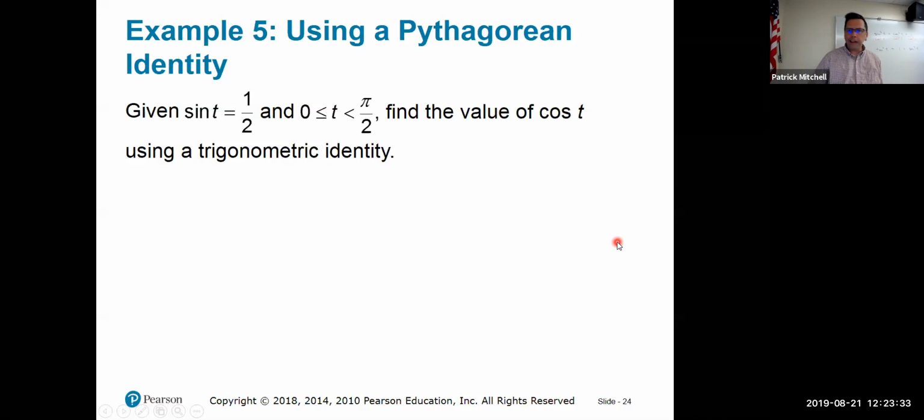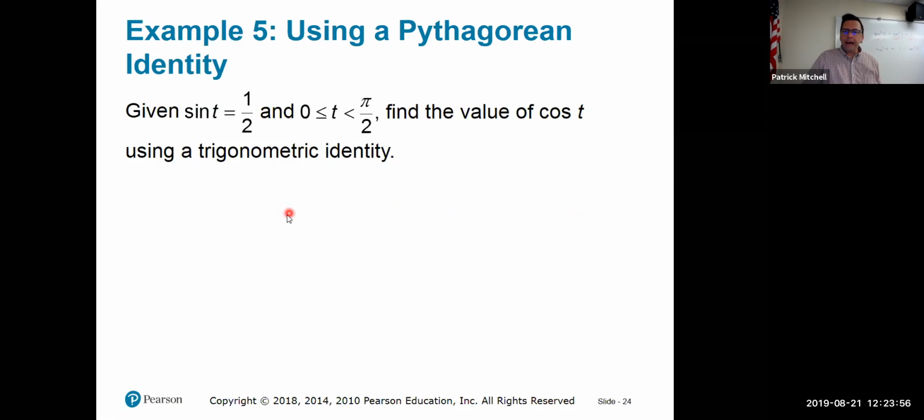Okay, so here's an example of using a Pythagorean identity. They're telling me that the sine of t is 1/2. And for some reason, they're telling me that t is between 0 and pi over 2. And that is supposedly enough information to find the value of cosine t. Okay. All right, so here's how that works.